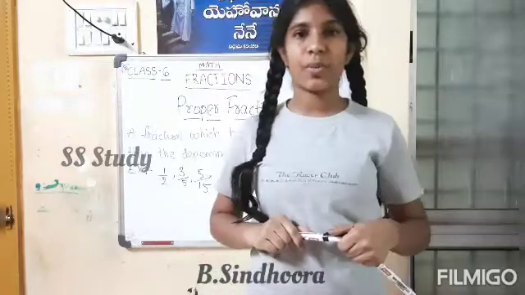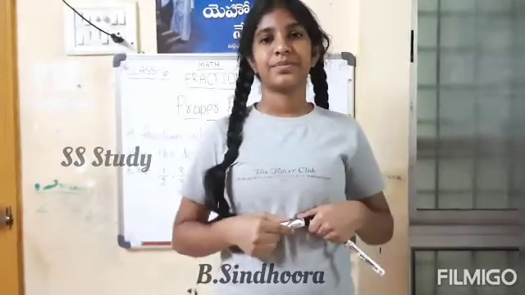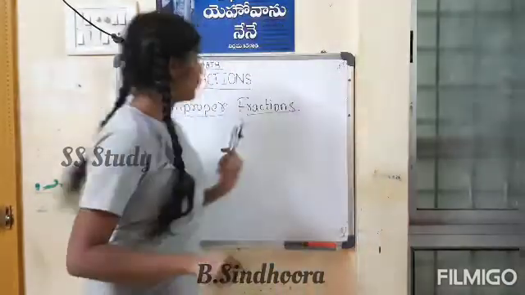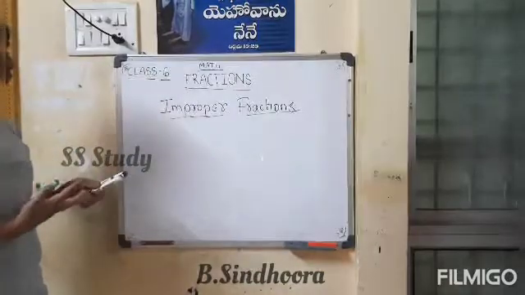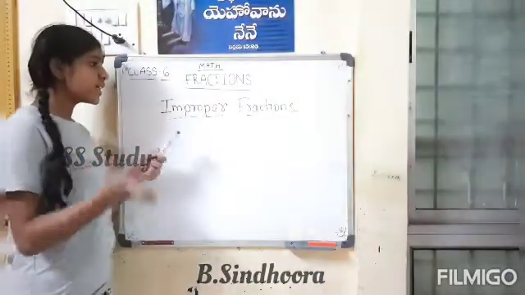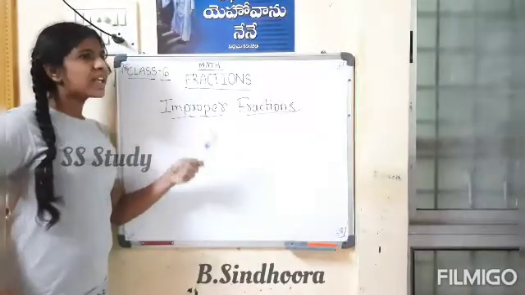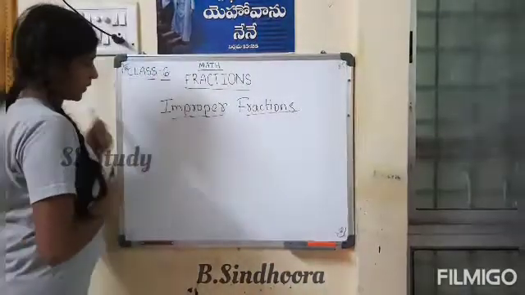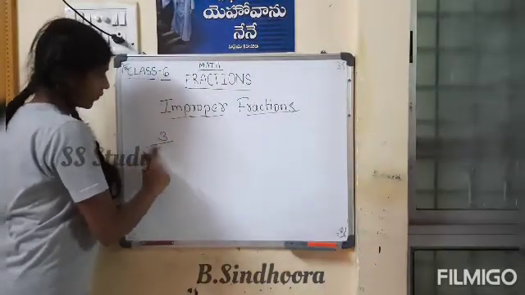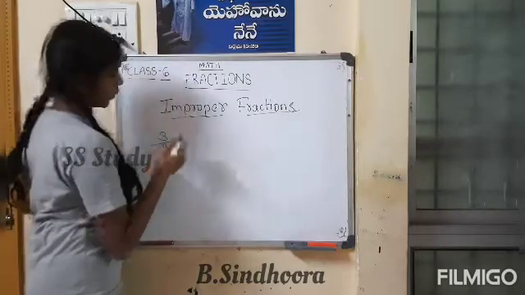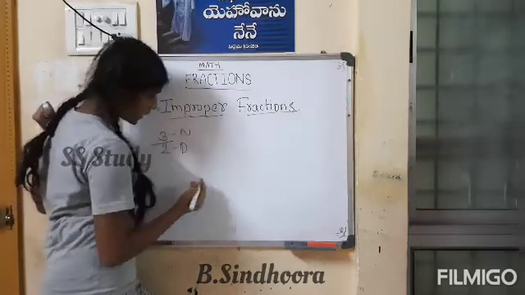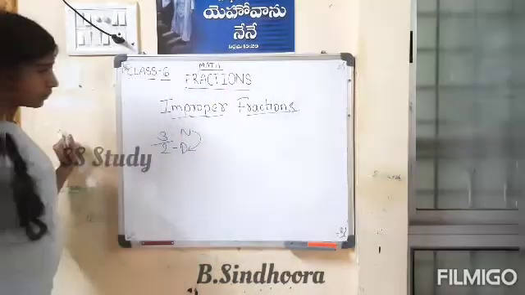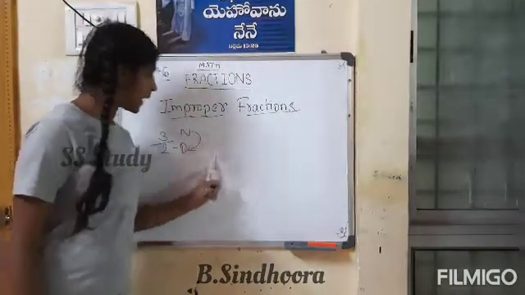Now let's go to our next topic. Now our next topic is about improper fractions. As with proper fractions, its definition is in its name. Proper means the denominator will be bigger than the numerator, but improper, let's find. 3 by 2 is an improper fraction. This is the denominator, this is the numerator, because the denominator will be smaller than the numerator.